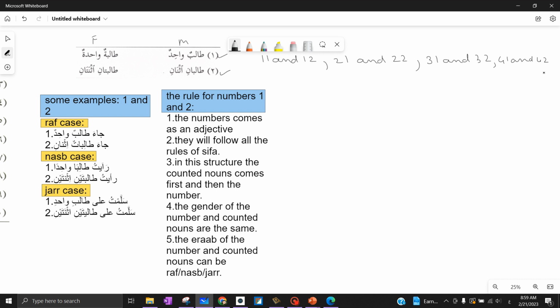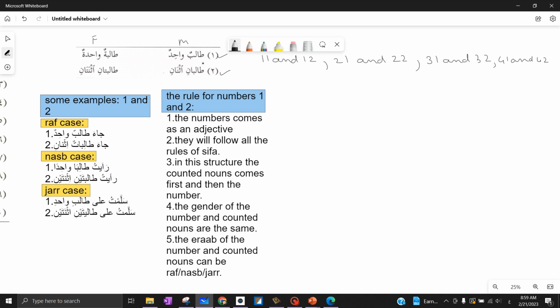So let's see what are the rules and what are the important points that we need to remember when you see these numbers. And I have also given examples for the eraab. How you do the eraab if you're given a number in figure, and if you want to write it in letters, in number names, then how you do the eraab in Arabic. So there are examples. So first let's see the points we should keep in mind.